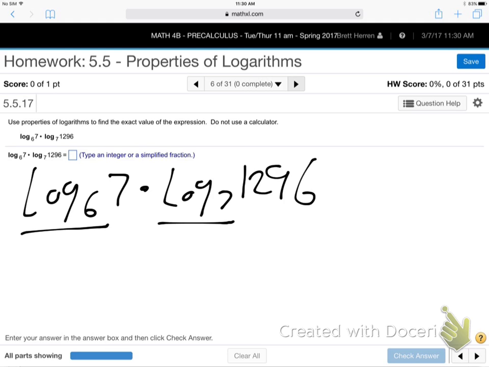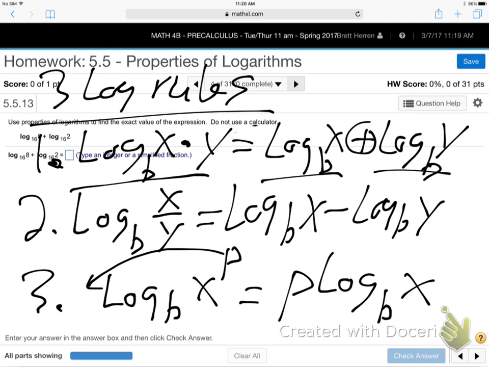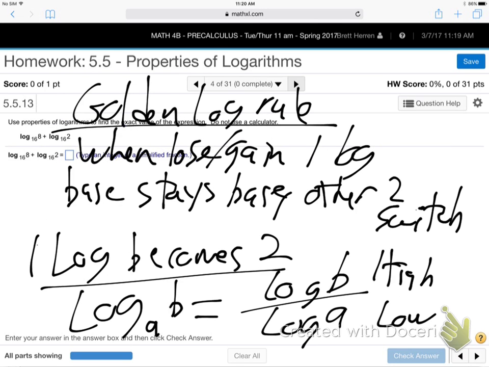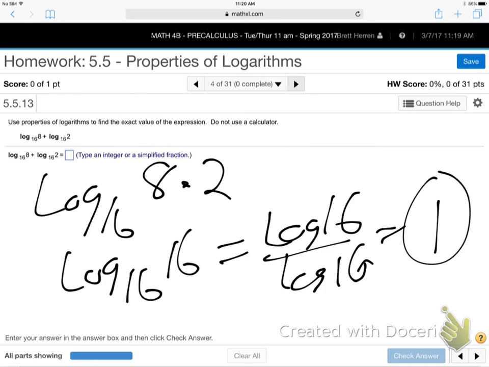Those rules, if you look back here, were all with the same bases, right? They're all base B. You can't be changing the base for these rules. These 3 rules about multiplying, adding, dividing, subtraction, and the power up front, the base doesn't change for those. You've got to have same bases for those rules. But for these two rules, the golden log rule is about losing the base, and then the other one is about 1 log becoming 2, with the higher part going high and the lower part going low, making it 2 logs. That's what we want to do on this one.